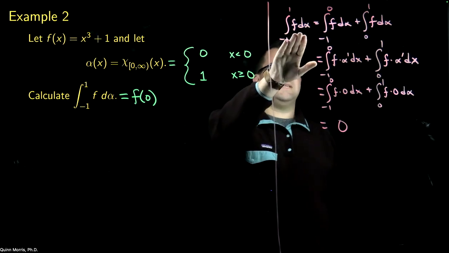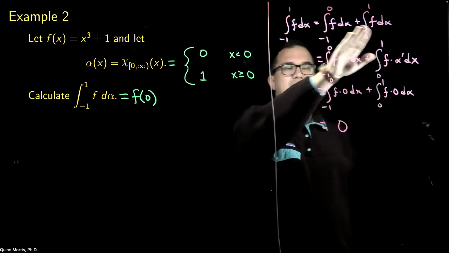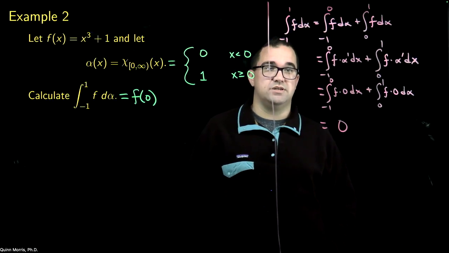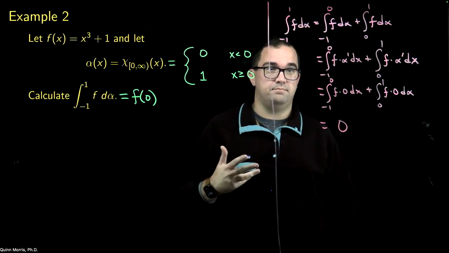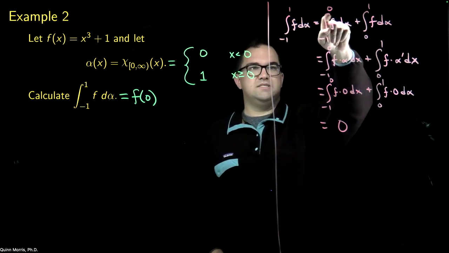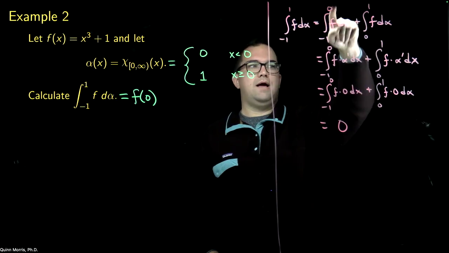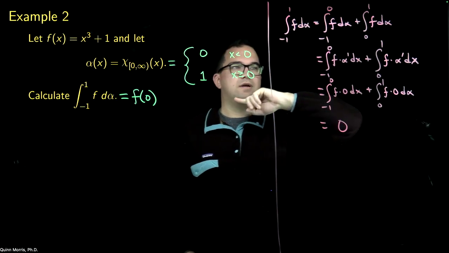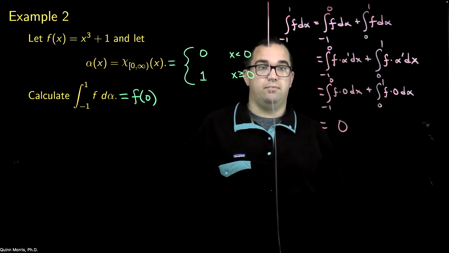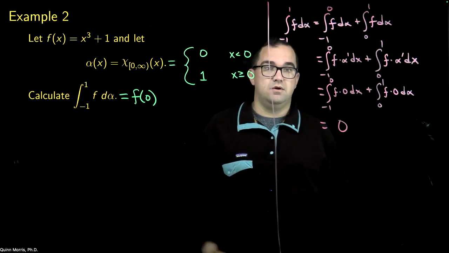Okay, so let's see. In this first step, we've applied the algebra of Riemann-Stieltjes integral theorem, which said that if there was a point c between -1 and 1, I could rewrite this in this way. The conditions there were just that f needed to be Riemann integrable with respect to alpha.